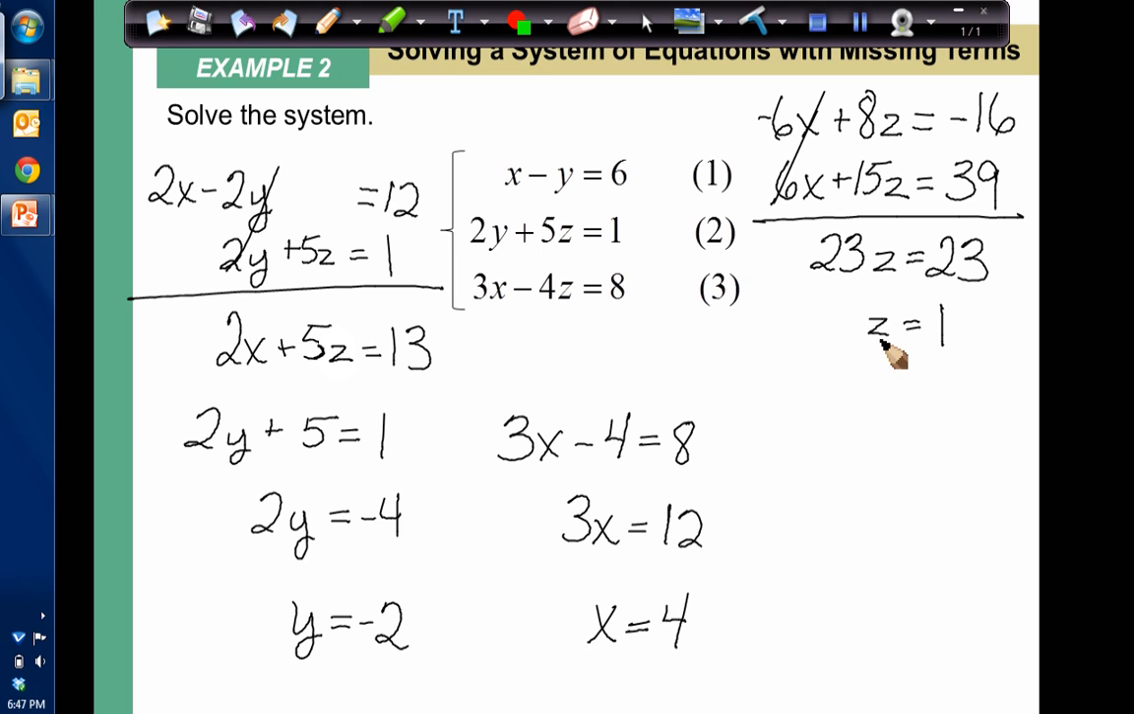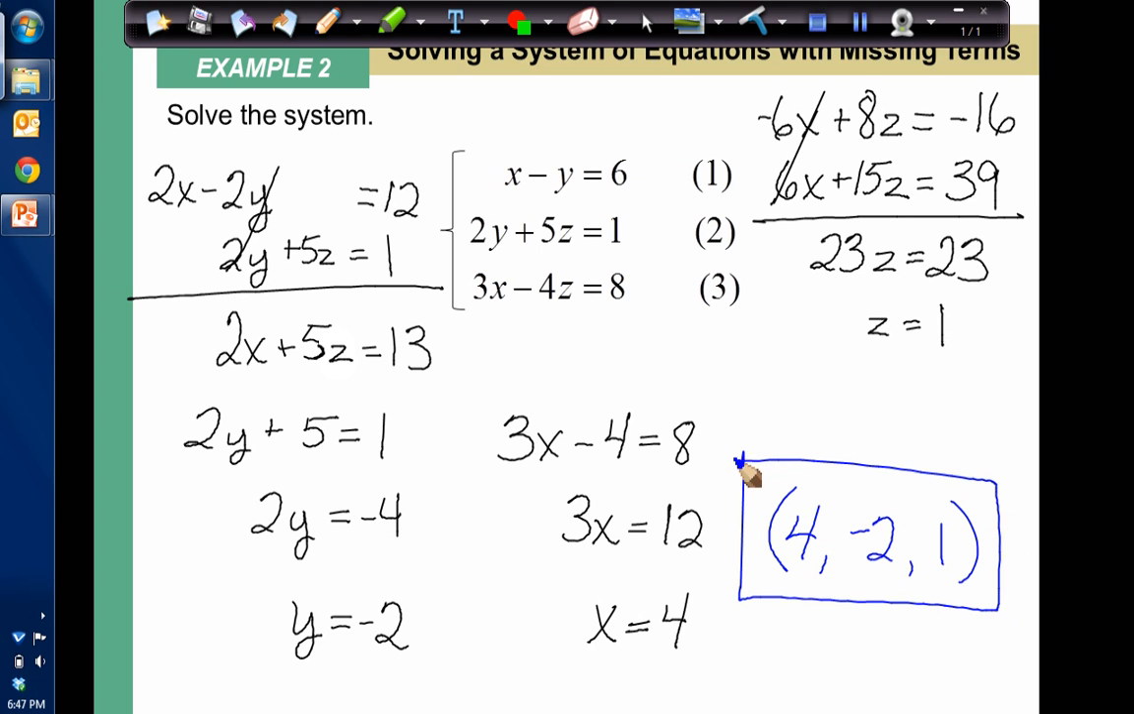So we have z, we have y, and we have x. We could write our answer as an ordered triple. X first, then y, and then z. Awesome.